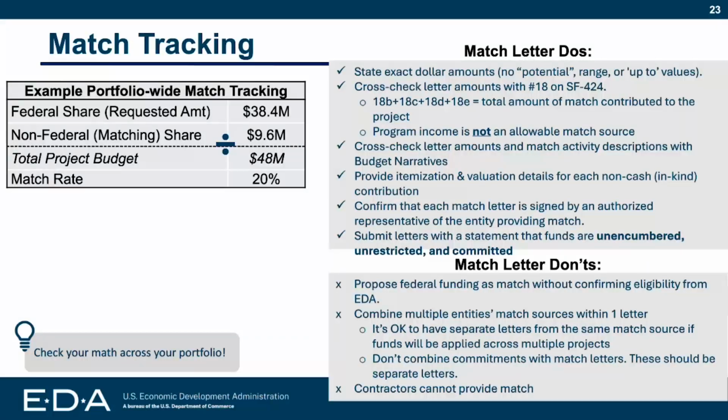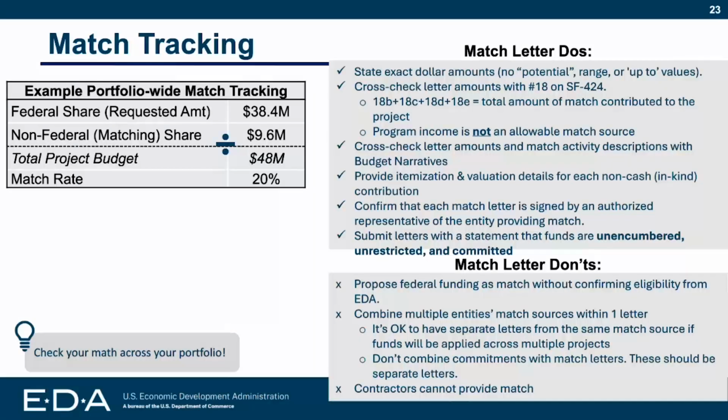Some match letter don'ts that we often see. You cannot use other federal funding as match without confirming the eligibility from EDA prior to submission. So if you have another grant from another federal agency, you likely cannot use that as match. If you have a question, there might be a few statutes that might allow it. Please check with your EDR.